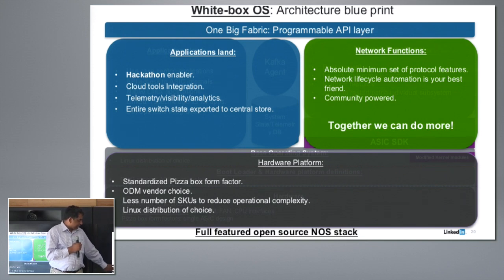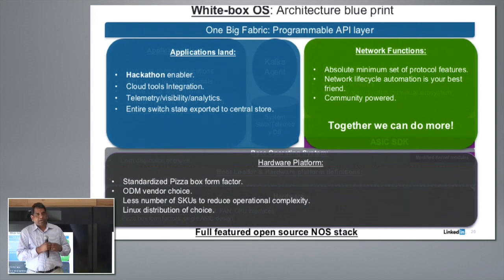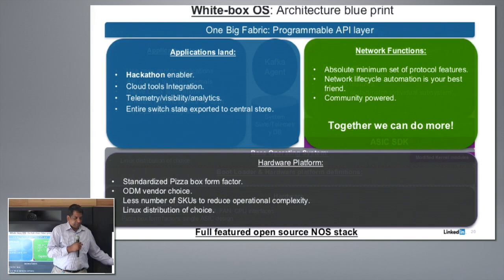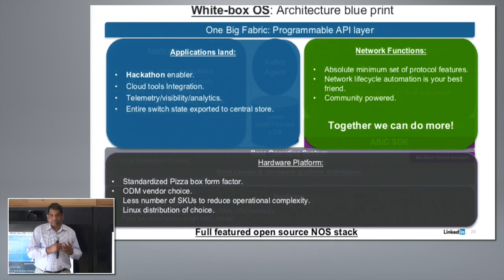But this thing we talked about, pizza box form factor, ODM vendor choice, gives you the flexibility of whatever hardware I wanted to pick, including the ASIC here. And again, in our environment, we have hundreds of thousands of servers. There will be a Linux distribution running on those servers. It will be better if we match that same distribution on the network switches also. That flexibility of Linux distribution of choice is another important point, particularly for tooling purposes and all.